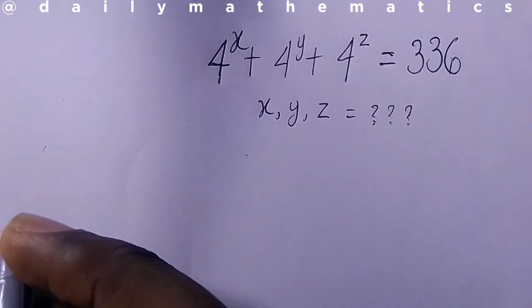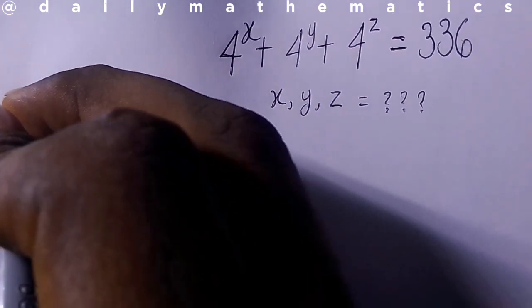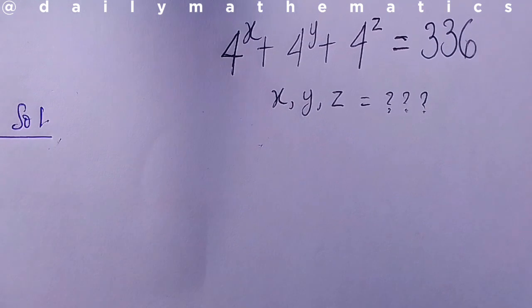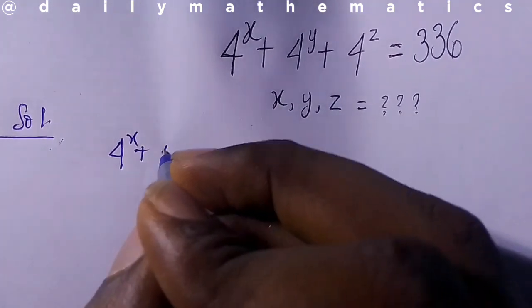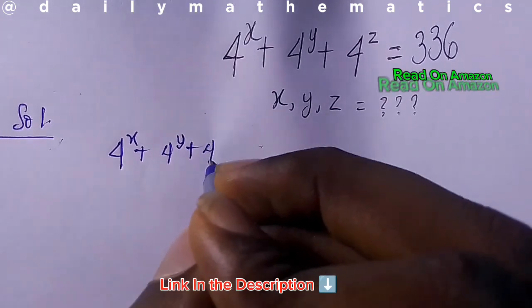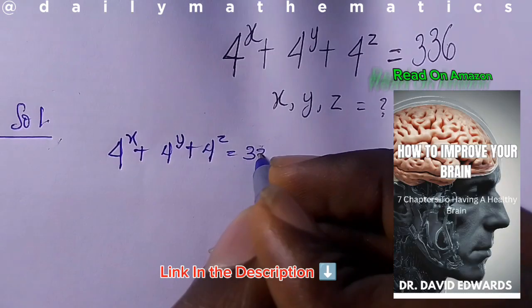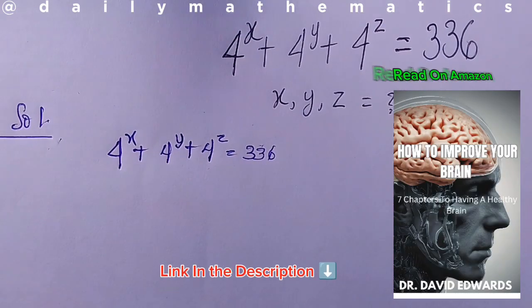Solution. So the first thing we're going to do, we have 4 raised to the power of x plus 4 raised to the power of y plus 4 raised to the power of z equals 336. Now what are we going to do here?